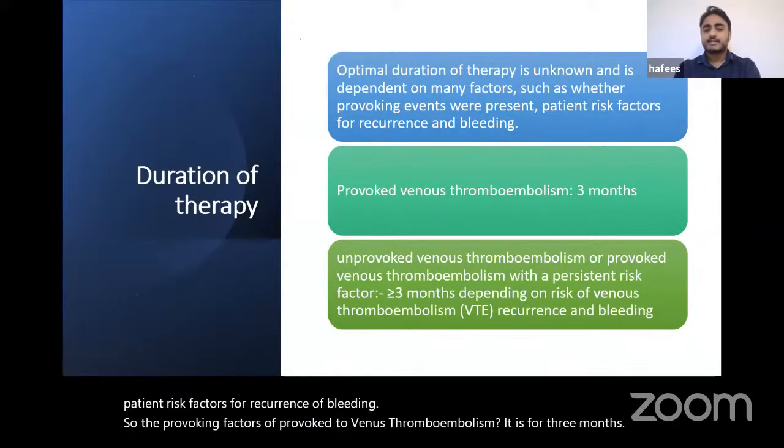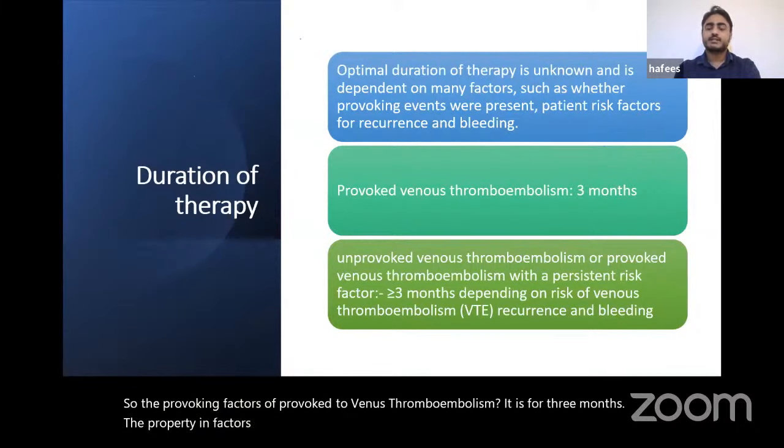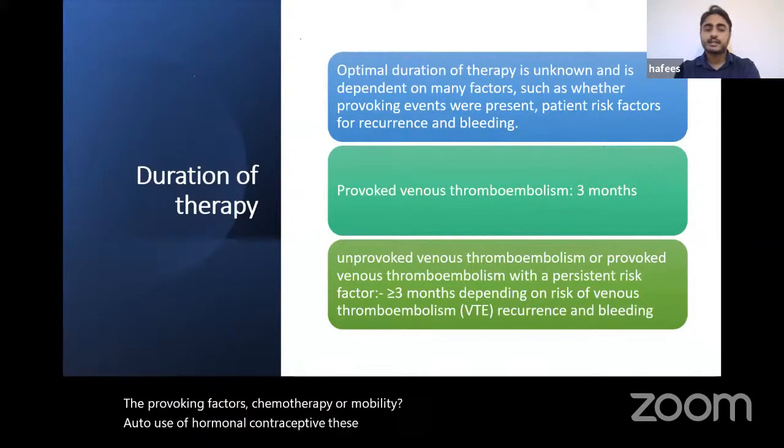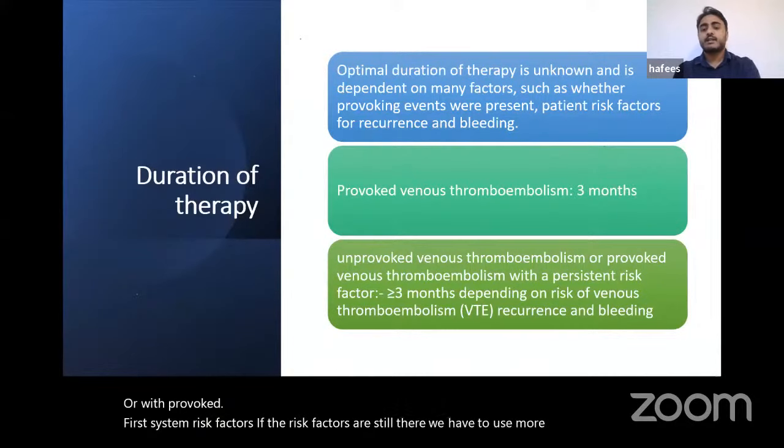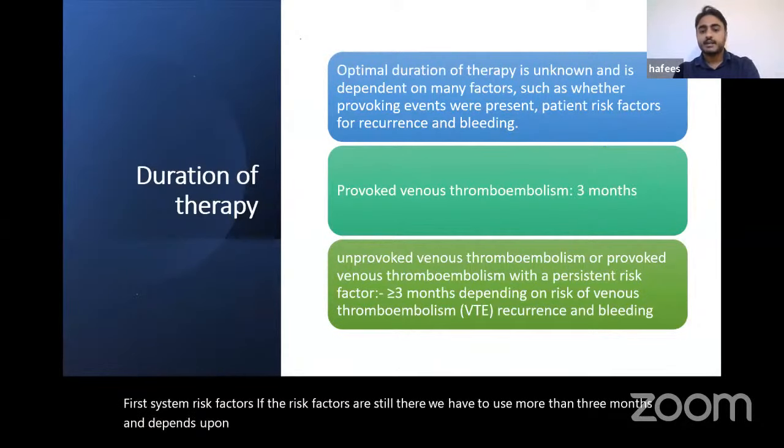The provoking factors are like chemotherapy, immobility or use of hormonal contraceptives. And in unprovoked venous thromboembolism, or provoked venous thromboembolism with persistent risk factors, if the risk factors are still there, we have to use it for more than 3 months, depending upon the risk of VTE recurrence and bleeding.